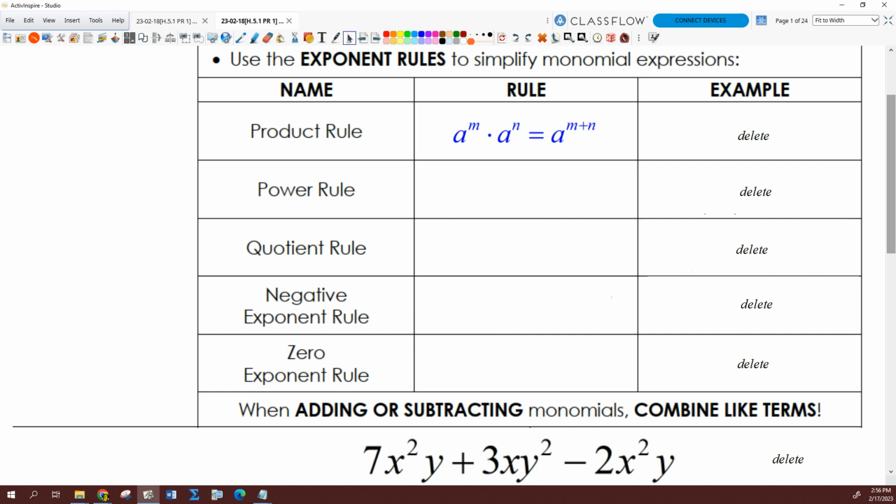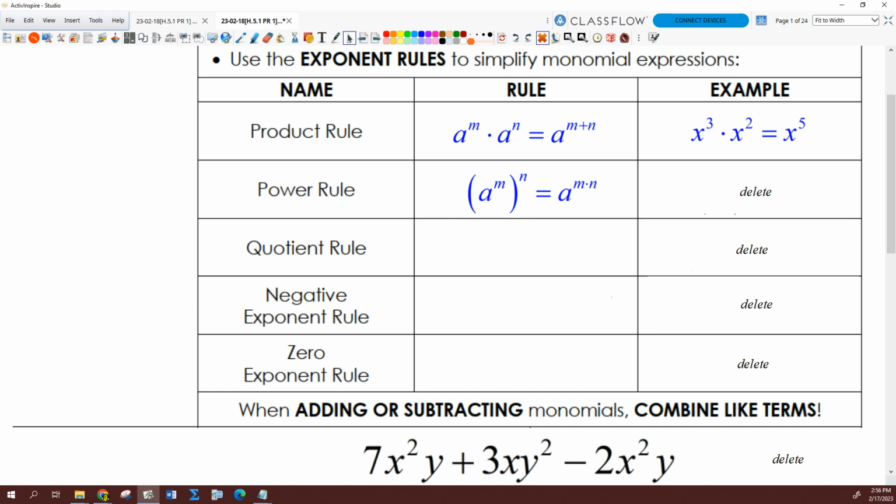So first one, the product rule for exponents. This is easy. We've talked about this before. If I multiply like bases, what do I do to the exponents? You add them, sure. So for example, x cubed times x squared is x to the fifth. I add the exponents because I'm multiplying the like base x in this case. Make sense?